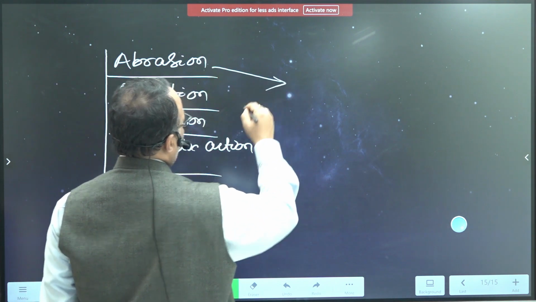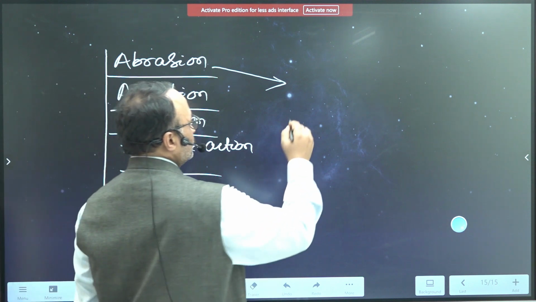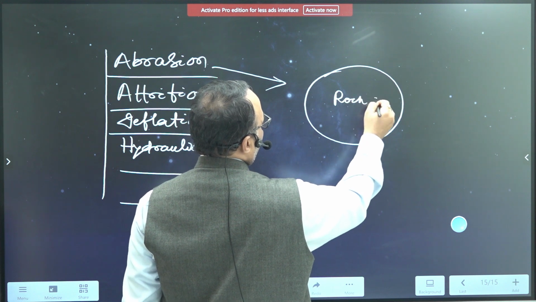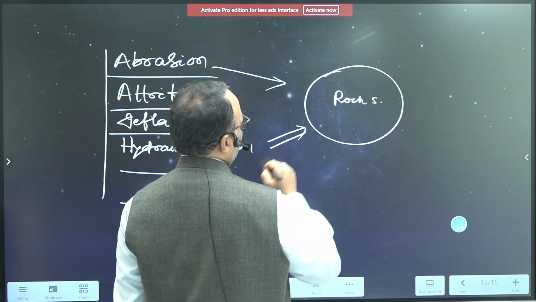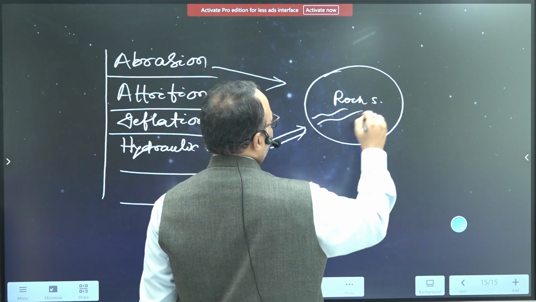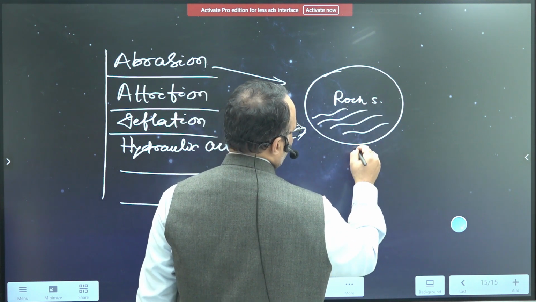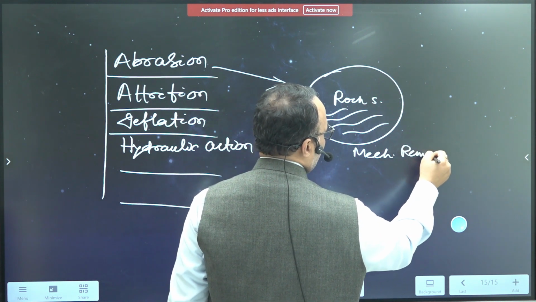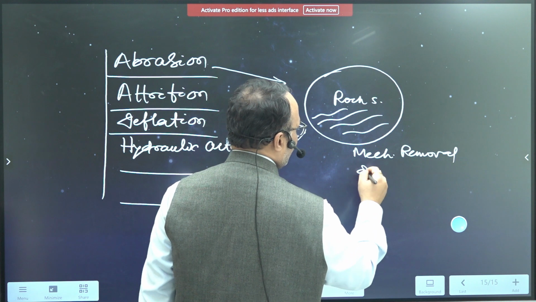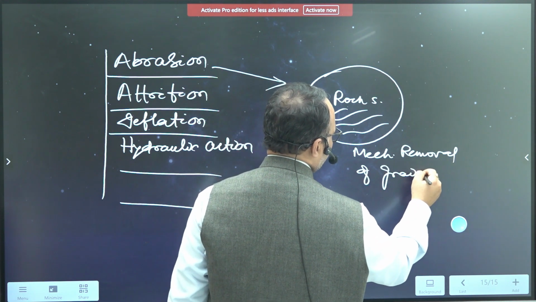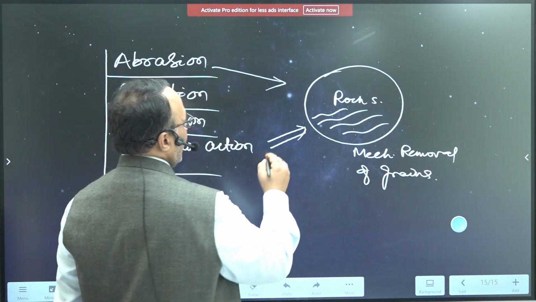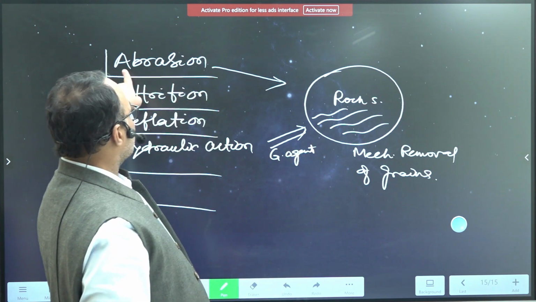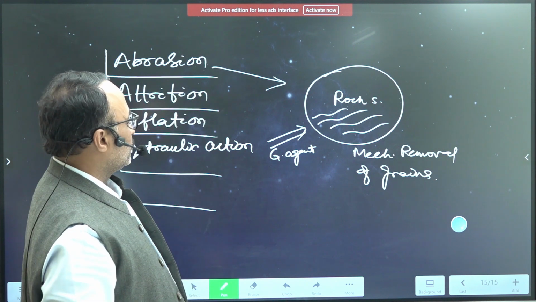What abrasion means? If two surfaces, just imagine this is the rock surface and geomorphic agent is working over it and creating a mechanical removal of grains. So simply mechanical removal of grains by the geomorphic agent is known as abrasion. So physical weathering, you can say.